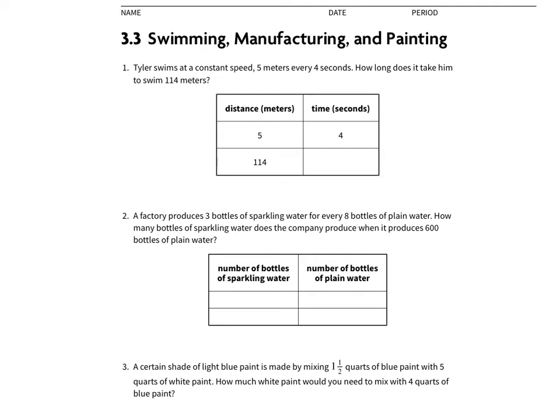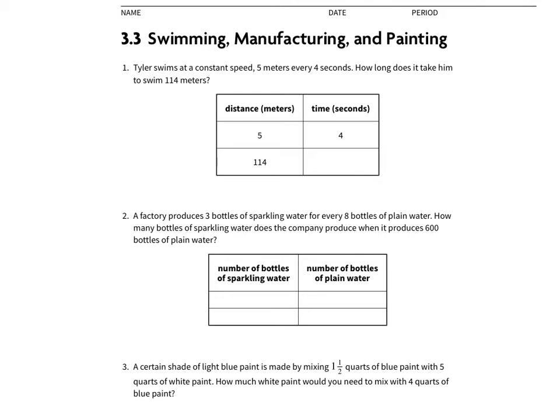So we have another question like this, and we could use our Tyler swims. Here's Tyler again, swims at a constant speed 5 meters every 4 seconds. How long does it take him to swim 114 meters? We could do this with the ratio table. I want to show you a slightly different way. It involves this phrase called cross-multiplying. It's another quick, easy way to solve any kind of ratio.